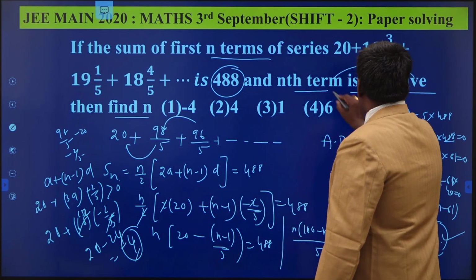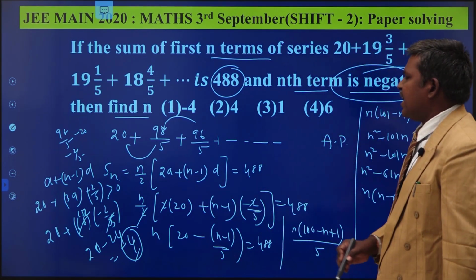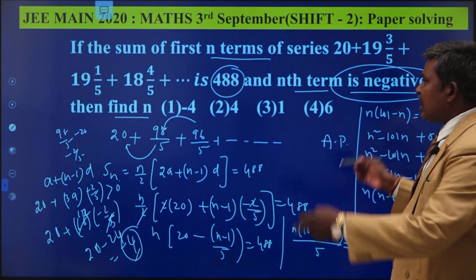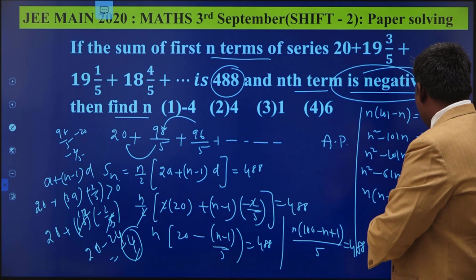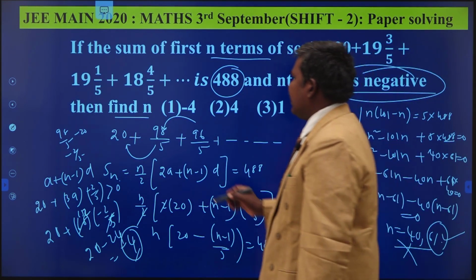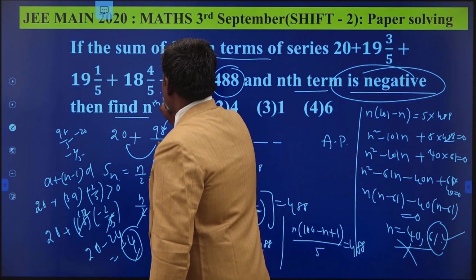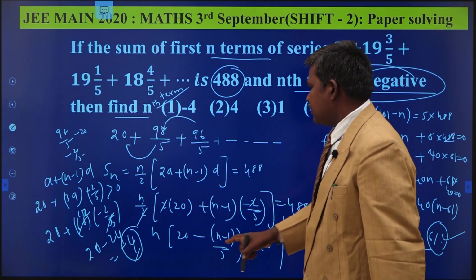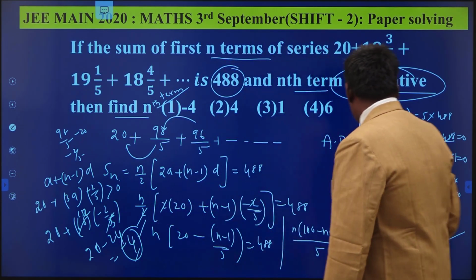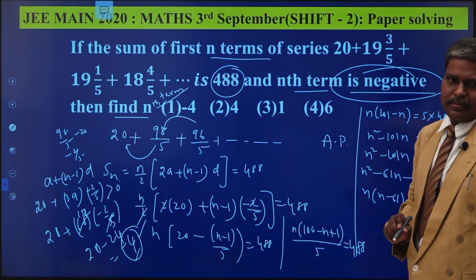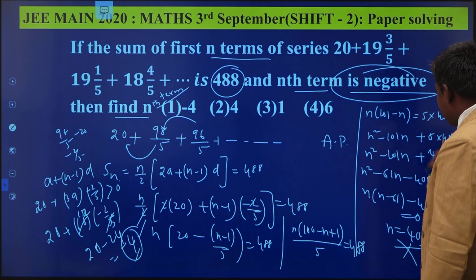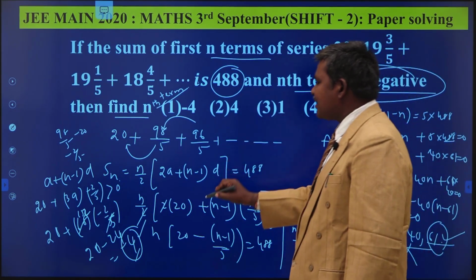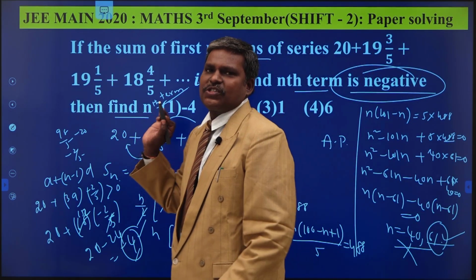The nth term is given as negative. What is an? A plus (n minus 1) into d. So the number of terms is 61. Here the nth term value is minus 4. The number of terms is 61, and at that time we have the nth term as negative. Its value is minus 4.